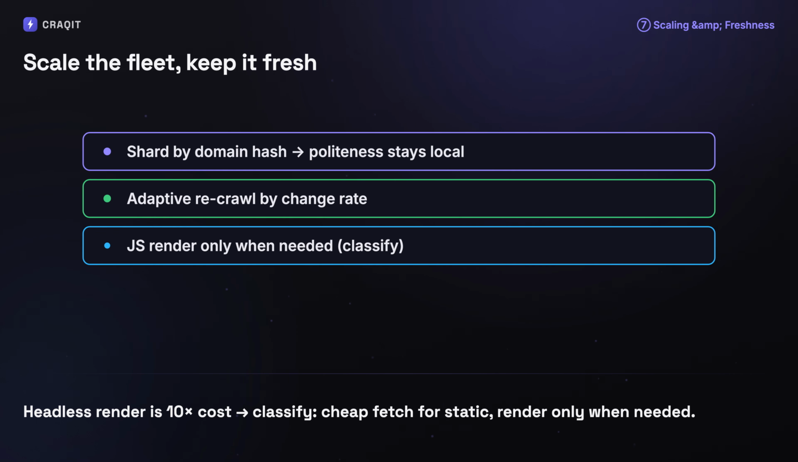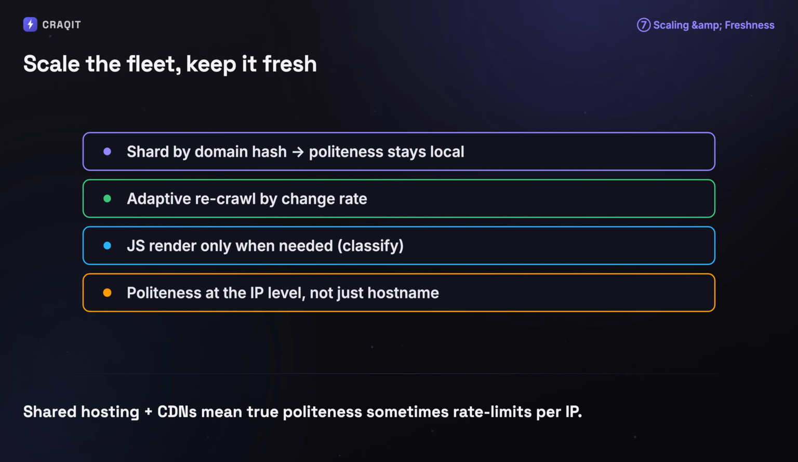And politeness at the IP level. Many domains can share one IP on shared hosting, and one domain can span many IPs behind a CDN. So true politeness sometimes means rate limiting per IP, not just per hostname. A subtle point that lands well.